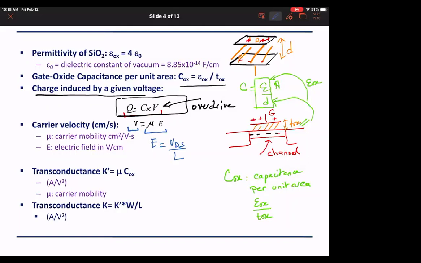Okay, these two quantities are important. The second quantity that you are familiar with from before is K prime, which is the transconductance parameter, equal to mu times Cox. And if I want to take the dimensions of the transistor into account, then I define a parameter K, which is equal to K prime times W over L. Okay, K prime times W over L. Anybody has any questions?